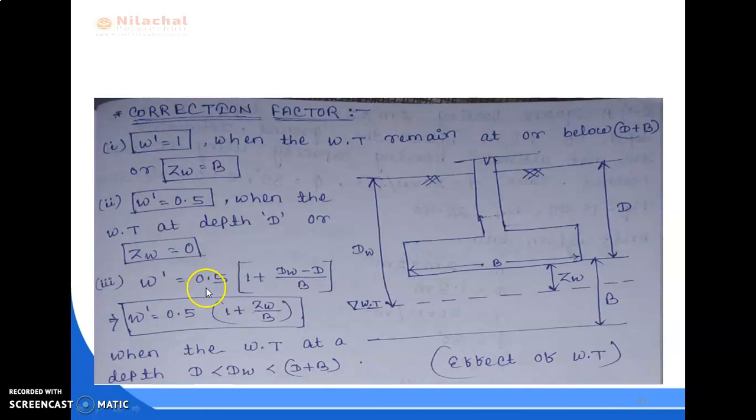Third, W dash equals 0.5 (1 plus (dW minus D) by B), or W dash equals 0.5 (1 plus ZW by B), when the water table is at a depth dW between D and D plus B. That means this dW value is greater than this depth but less than the total depth. In that case, we apply this formula to find the correction factor.